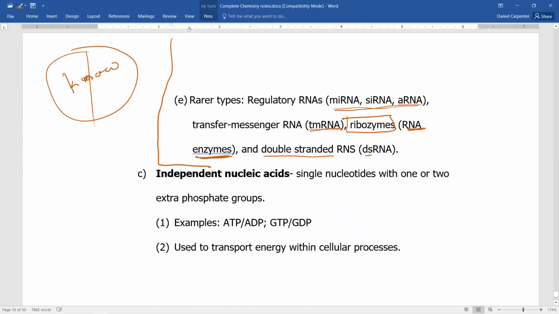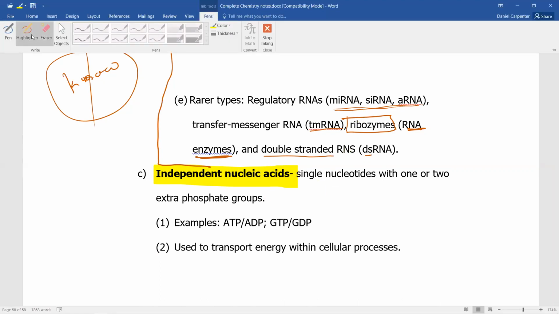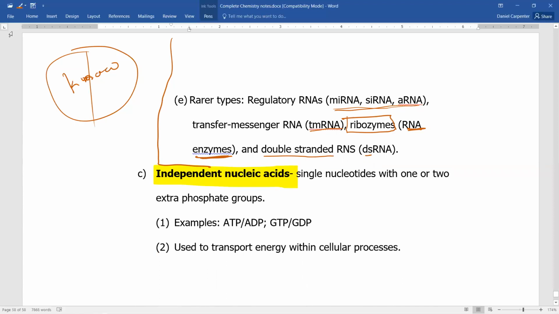All right. There is a third category of nucleic acids. We had the DNA. That was A. B was RNA. C is independent nucleic acids. Now, for whatever reason, most books and notes don't talk about them as being a part of the nucleic acid family. So they'll talk all about them and just expect you know what's going on without having said anything.